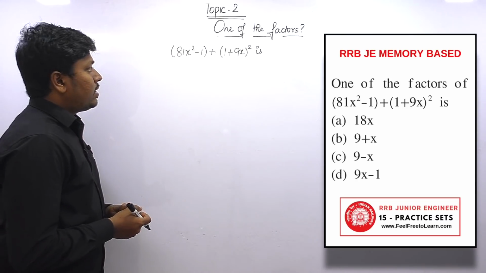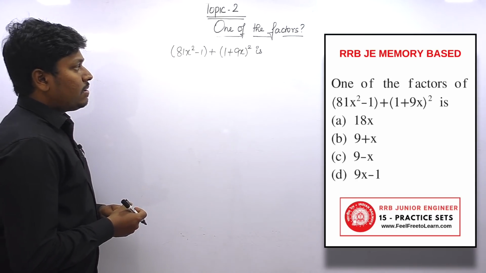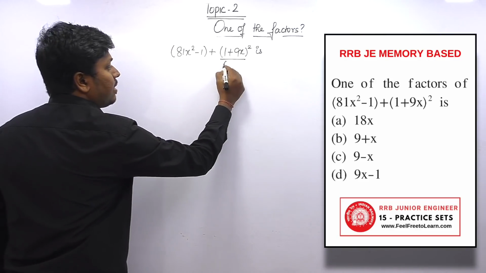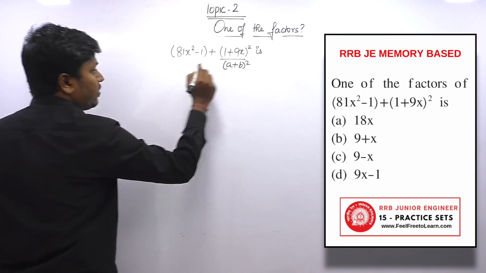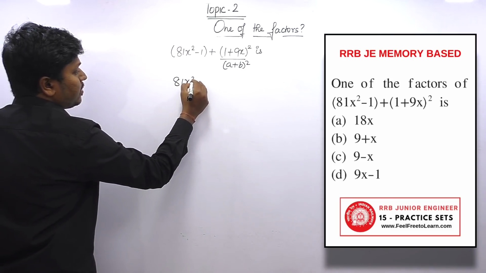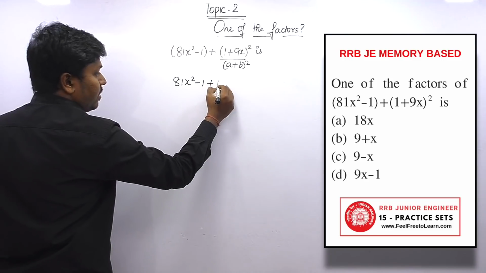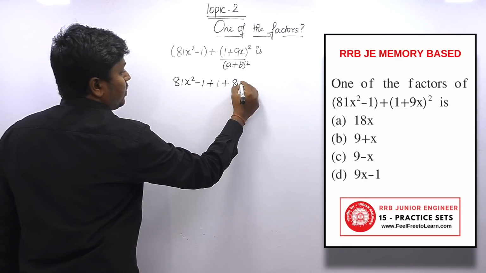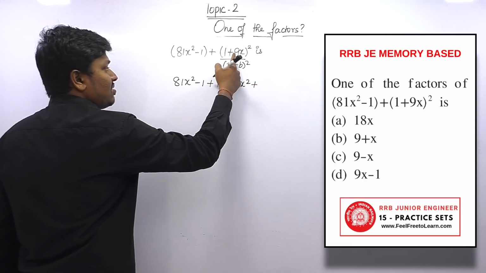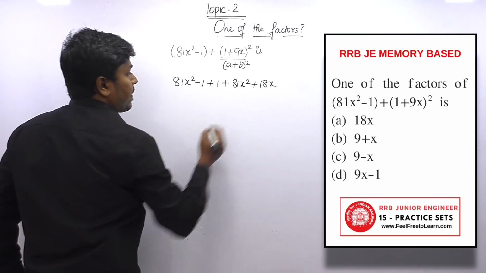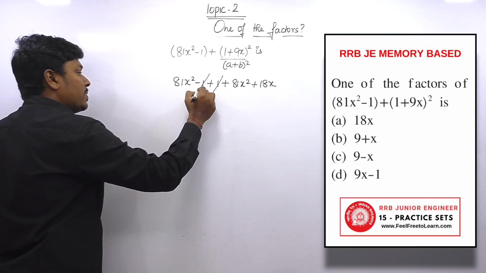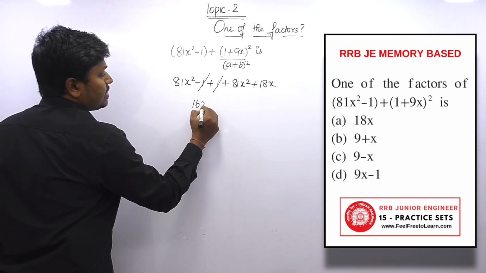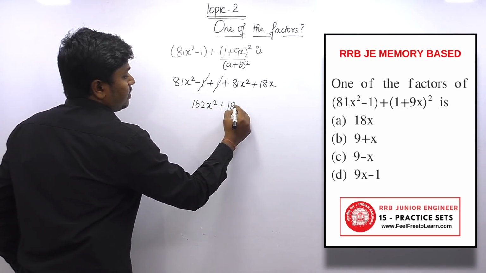Question number 5. 81x square minus 1 plus (1 plus 9x) the whole square is. So similarly this term looks like (a plus b) the whole square. So let me expand it by using the formula. So this will be 81x square minus 1. So a square will be 1 square, that is 1. Next is b square. So (9x) the whole square will be 81x square, plus 2ab. So 9 into 2 will be 18x. So similarly we can cancel plus 1 and minus 1. So remaining we have 81 and 81. So this will be 162x square plus 18x.